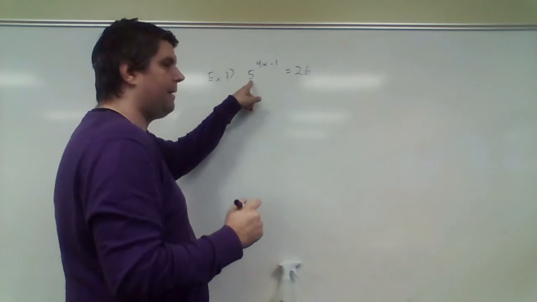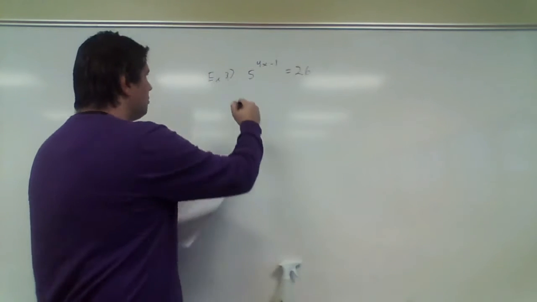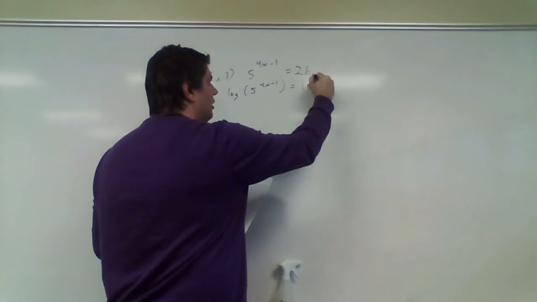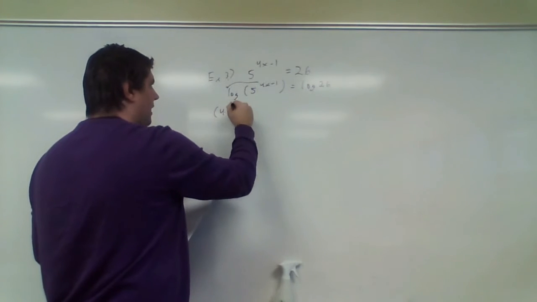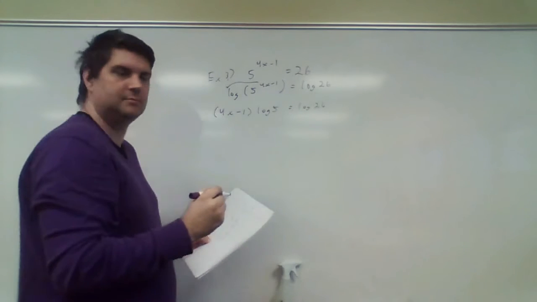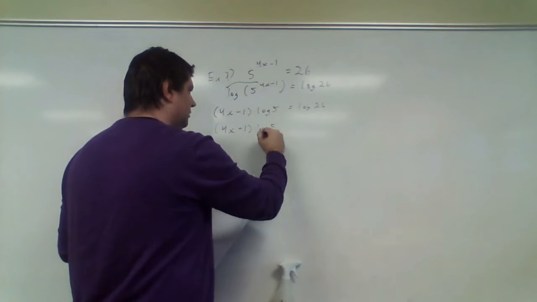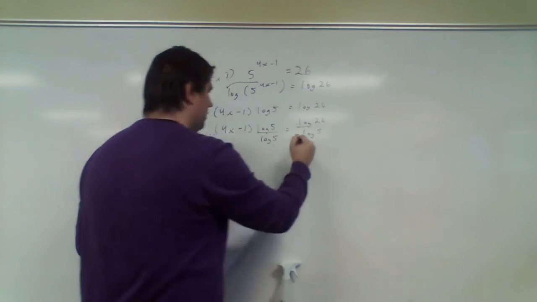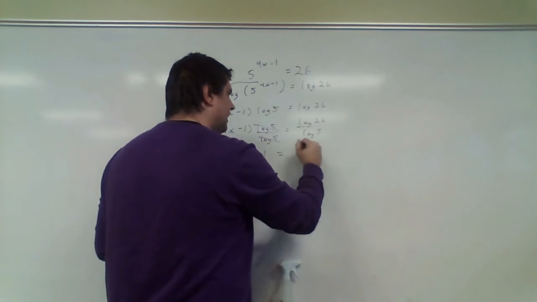Because 26 is not a power of 5, the only option we have is to use logarithms. So I'll take the log of 5 to the 4x minus first equals log of 26. This will go to the front. 4x minus 1 log 5 equals log 26. Then I will divide off the log on this side. All right, and that will leave me 4x minus 1 equals log of 26 over log of 5.